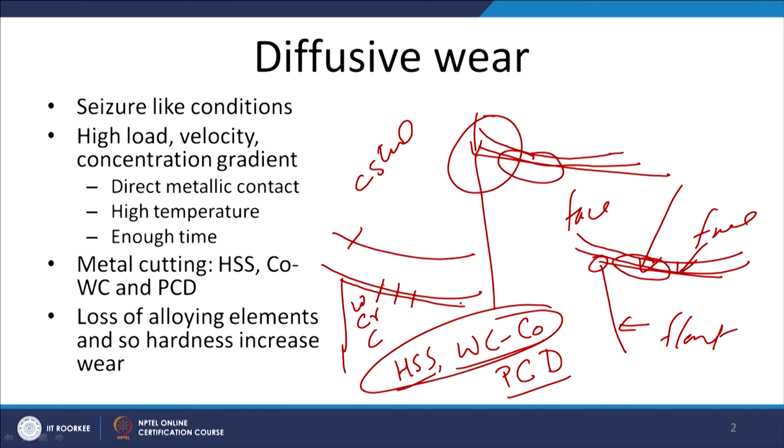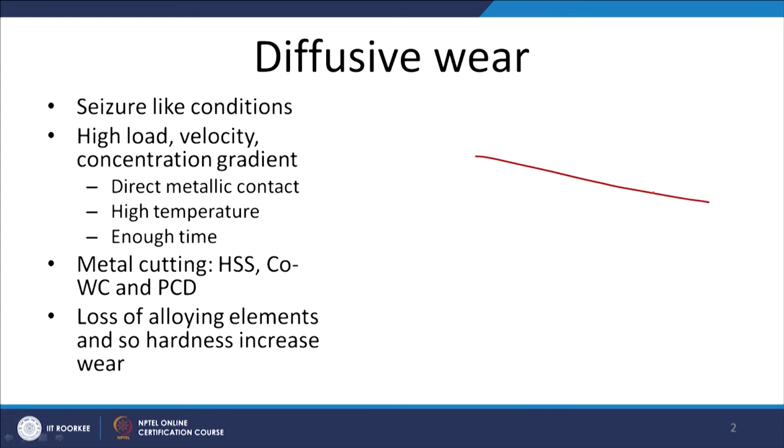cause heat generation, as well as a firm metallic contact between the chip and the face of the tool. The chips continuously move, but in the presence of a concentration gradient, a higher gradient of the alloying element on the tool side as compared to the chip side, this leads to a situation where the loss of the alloying elements from the face of the tool to the chips starts.